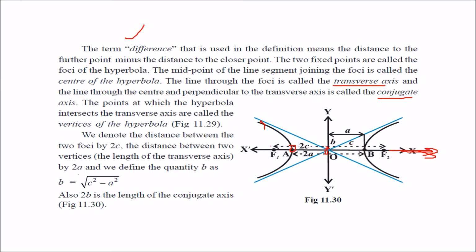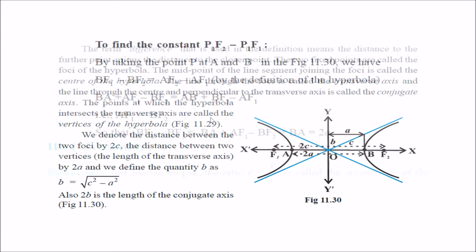We denote the distance from the center to each focus by c, so the distance between the two foci is 2c. As we saw in the ellipse also, the relation is b square equals c square minus a square. Let us take this: this is a, this is again a, so the distance between the two vertices is 2a. And this one here is b. We'll see all of this.